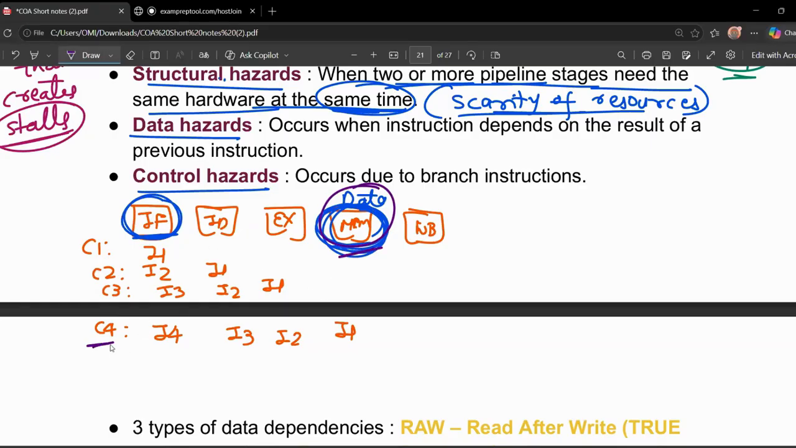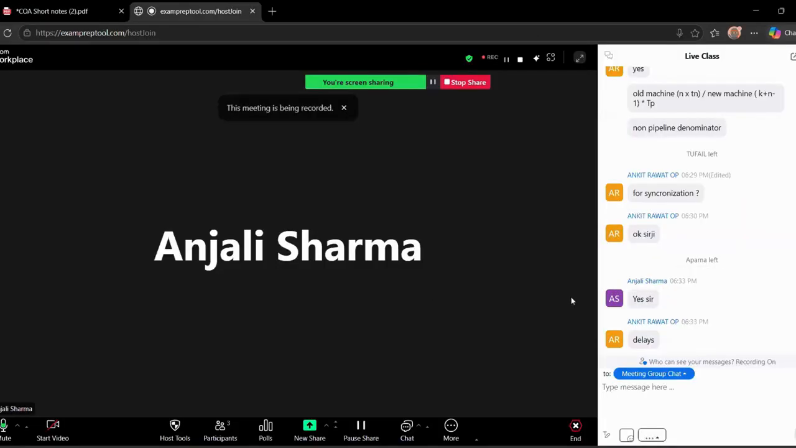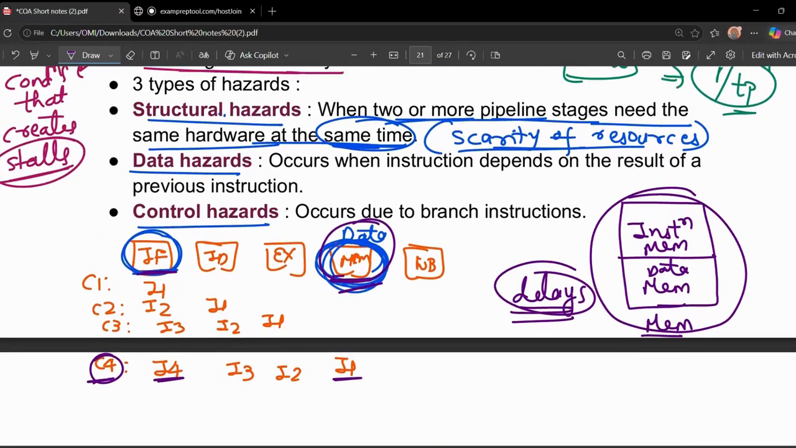Now if you see clearly, in the C4 cycle, let's say your main memory has the same thing: it has instruction memory and it has data memory. What happens in the C4 cycle? Both I4 and I1, both these stages will require the same hardware, the same memory, at the same time. Yes or no? That's why it causes the delay, and that's why the structural hazard happens.